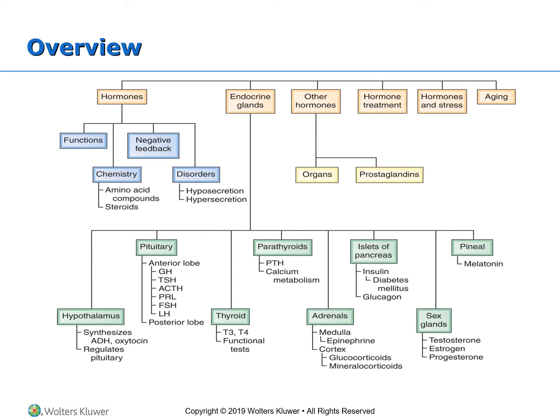We'll describe the endocrine glands, including the hypothalamus, the pituitary gland, thyroid, parathyroid glands, adrenals, the endocrine part of the pancreas, sex glands, and the pineal glands. In addition to that, we'll discuss other hormones, how hormones are used in medical treatments, the association between hormones and stress, and aging, and the effects of aging on the endocrine system.